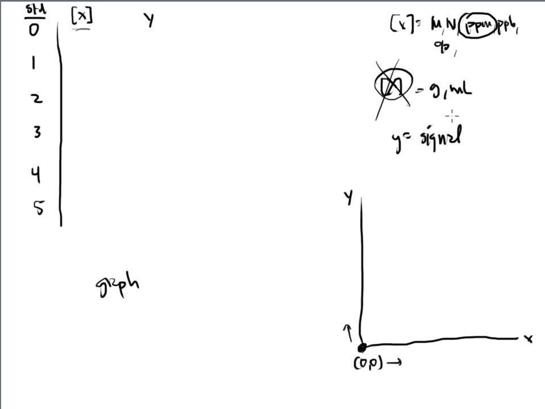So let me kind of give you an example here. Let's say that in a lab I've got a blank, and that blank should be a 0 part per million. So I'm going to plot part per million on the y-axis.